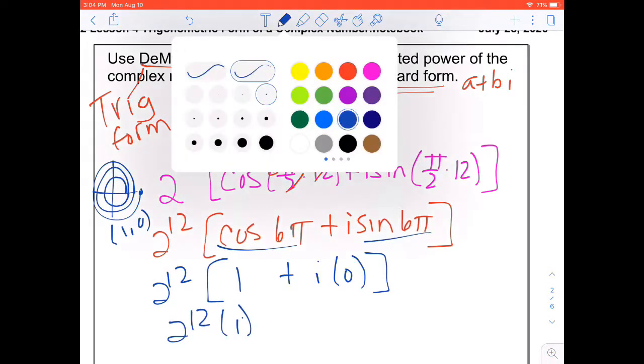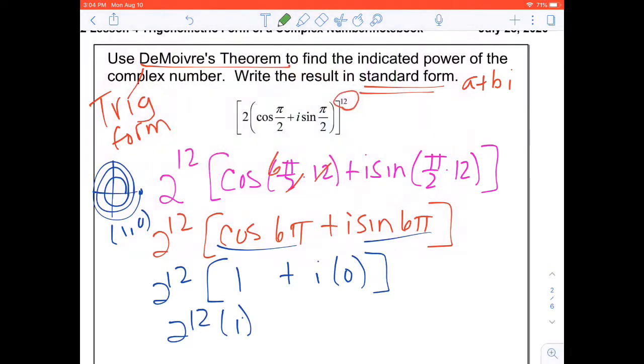If this was a non-calculator portion of the test, I would tell you to just leave it as 2 to the 12th. But if you pop it into a calculator, we get 4096. So this trig form of a complex number to the 12th power is actually the real number, 4096.